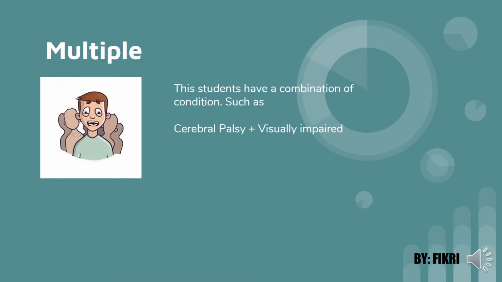The last one is multiple. These students have a combination of conditions. It means that students have more than one disability, such as a student having cerebral palsy and visual impairment.